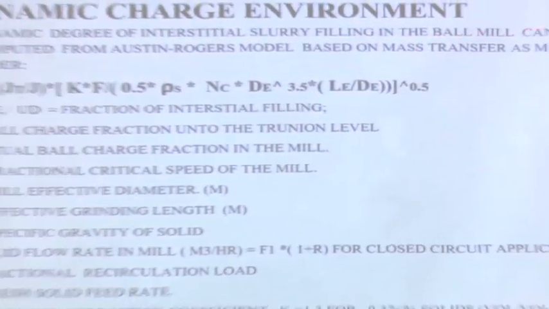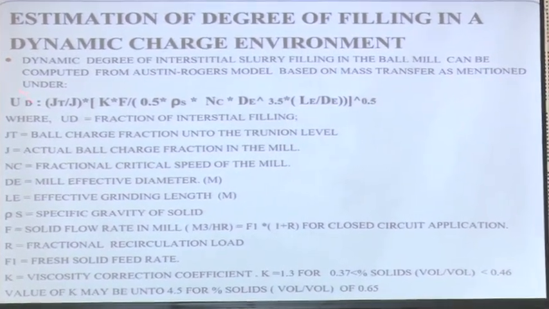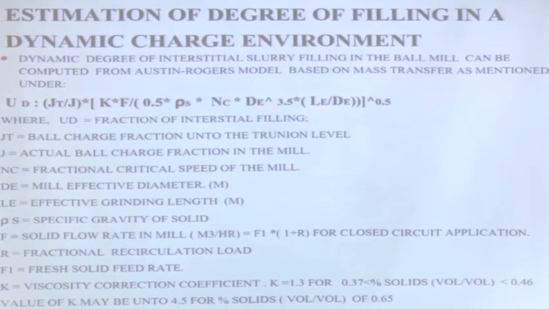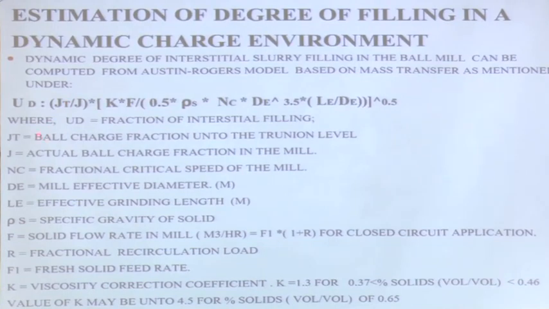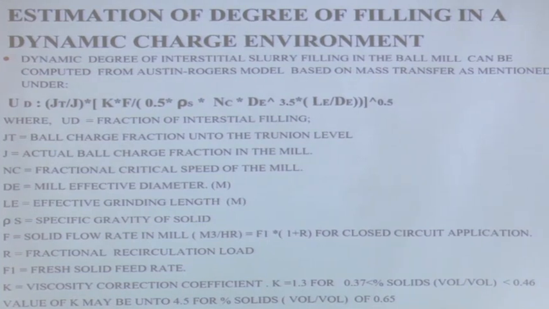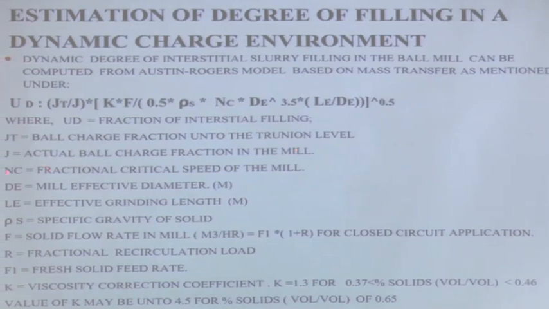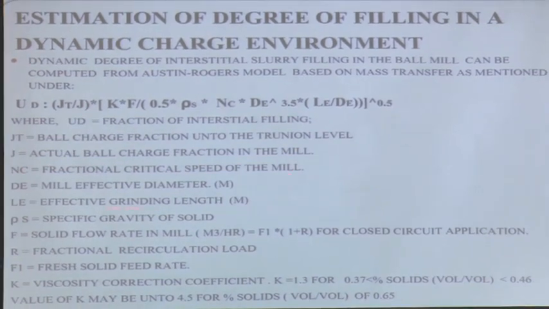So, dynamic degree of interstitial slurry filling in the ball mill can be computed from the Austin-Rogers model based on mass transfer. It is proposed like this. What is JT? JT is the ball charge fraction up to the trunnion level. It is not the actual ball charge up to the trunnion level. Which trunnion side? Discharge trunnion level. J, actual ball charge fraction. NC, fractional critical speed. D, mill effective diameter, effective grinding length, specific gravity of solids.